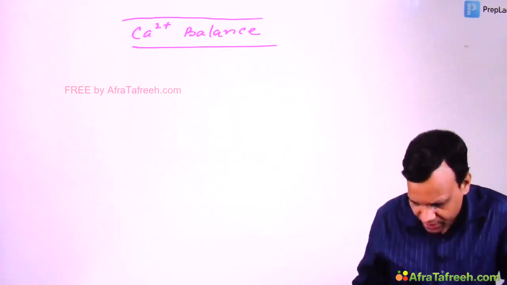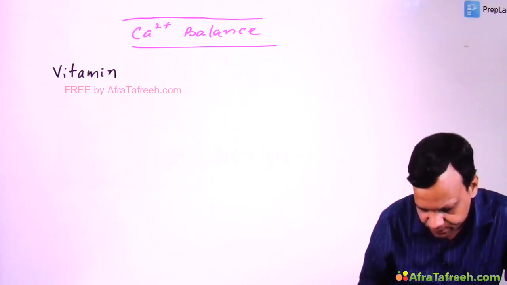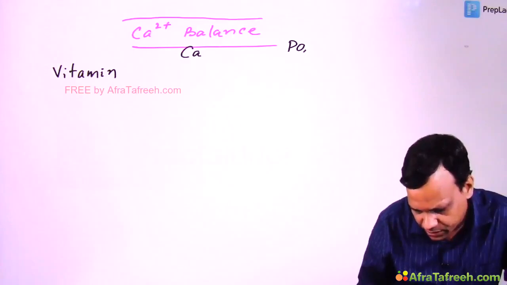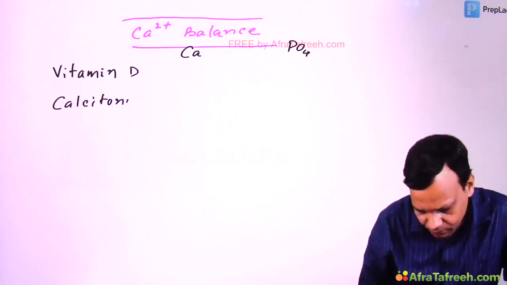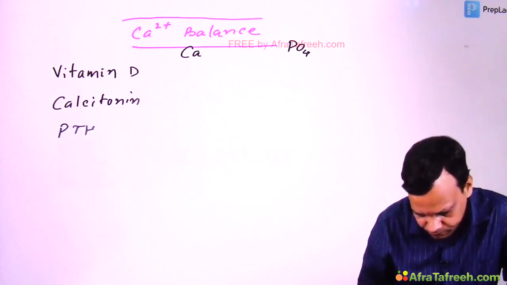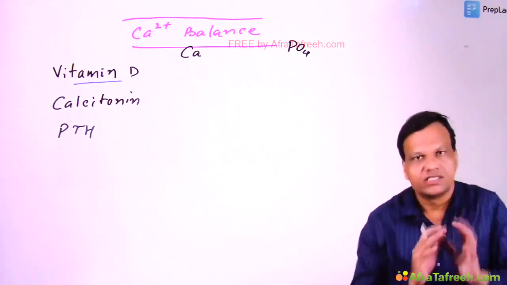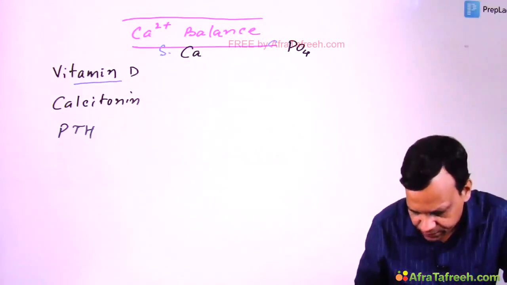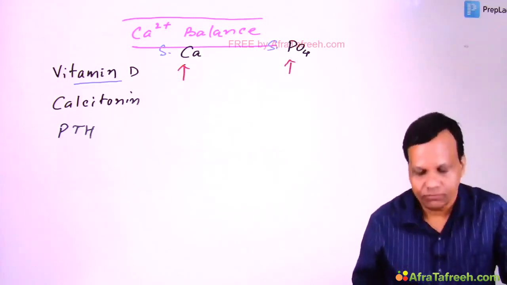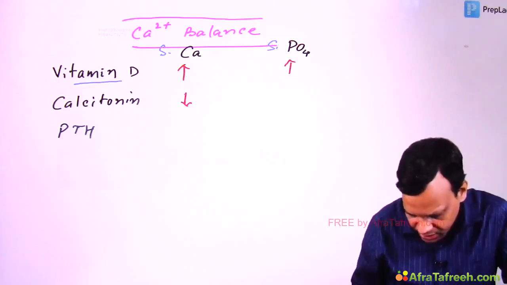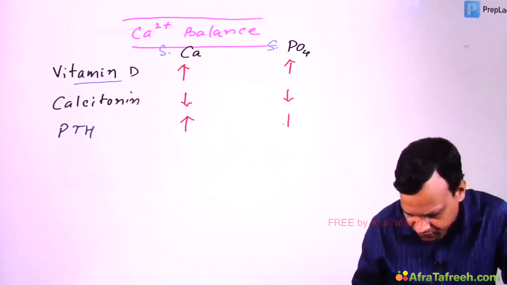Now, we all know three main hormones or substances which control calcium and phosphate. These are vitamin D, calcitonin, and parathyroid hormone. If we revise, what is the effect of vitamin D on serum calcium and serum phosphate? Vitamin D increases both. Calcitonin decreases both calcium and phosphate in the blood. Whereas parathyroid hormone increases calcium but decreases phosphate.